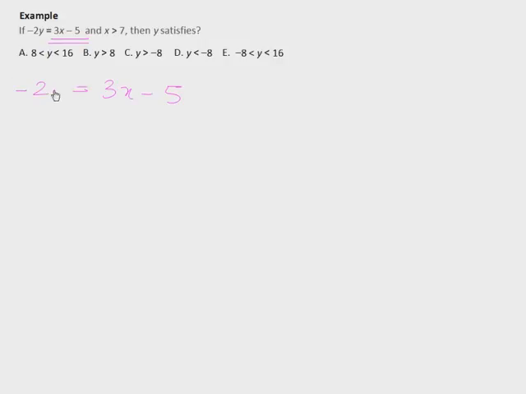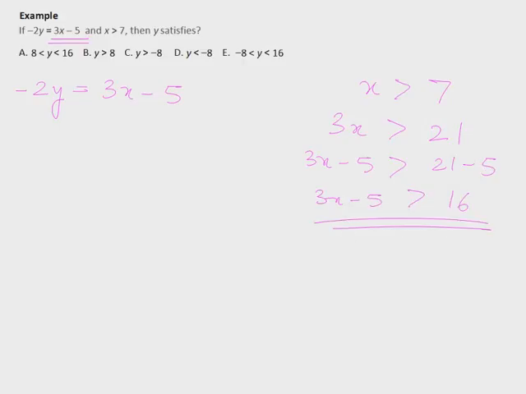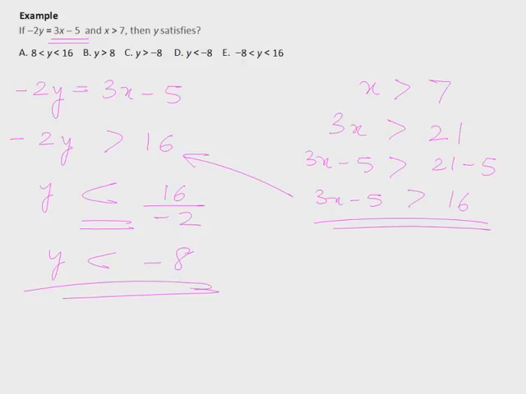Because that's what is minus 2y. So I'll start with x greater than 7. I need 3x, so I'll go 3x is greater than 3 into 7, that's 21. 3x minus 5 will be 21 minus 5. So 3x minus 5 is greater than 16. I've got my inequality for 3x minus 5. So I can replace it. I get minus 2y is greater than 16. Now I need to divide both sides by minus 2 to get y. So y is less than 16 upon minus 2. The inequality has flipped for reasons we all know. And y is less than minus 8. That's your answer. D.